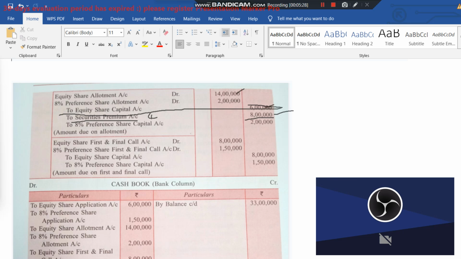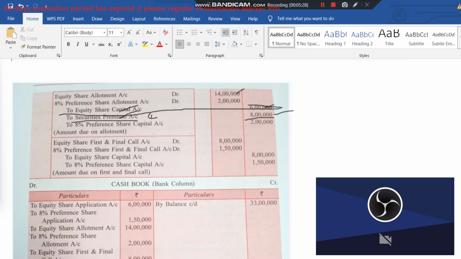So make sure that your allotment is shown separately in the credit column. You are going to separate the allotment into the capital amount as well as the premium amount. So crediting the premium to the securities premium account, you are going to enter 8 lakhs, which in combination with 6 lakhs is 14 lakhs. So debit matches with my credit.